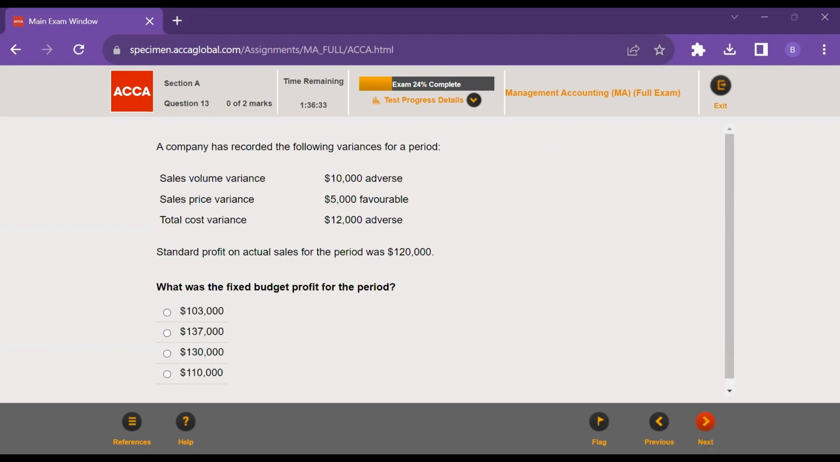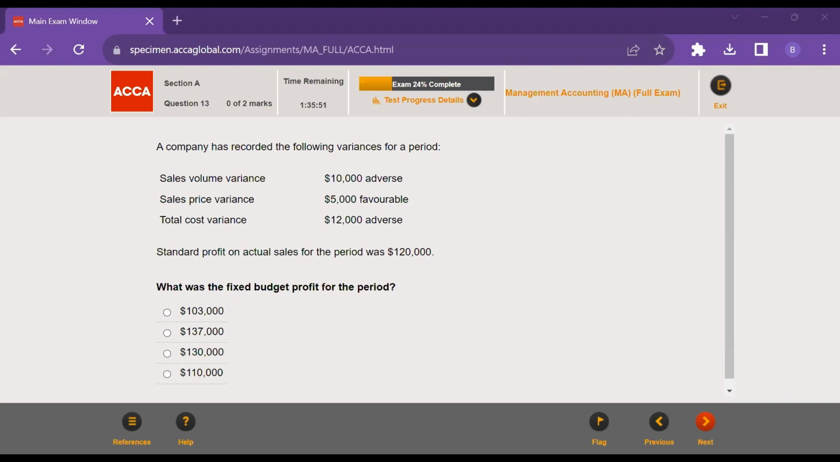A company has recorded the following variances for a period. So we have a sales volume variance, sales price variance, and the total cost variance. We also are given that the standard profit on actual sales for the period was supposed to be $120,000. Now, what is the fixed budget profit for the period? We have to find out how much is the fixed budget profit. So let's have a look. First of all, we know that the difference between your fixed budget profit and your standard profit on your actual sales gives you your sales volume variance. So I can write the formula over here as well.